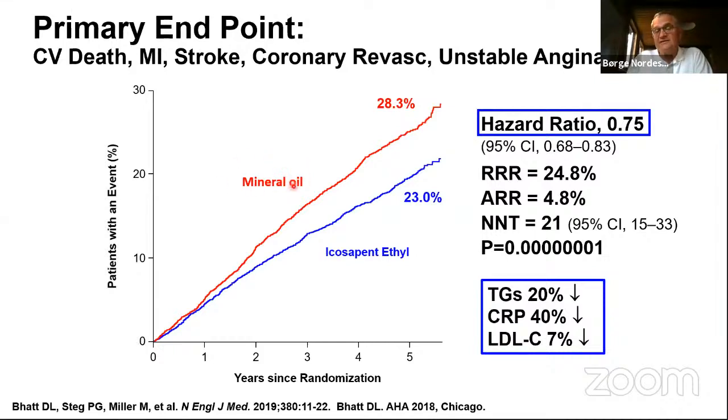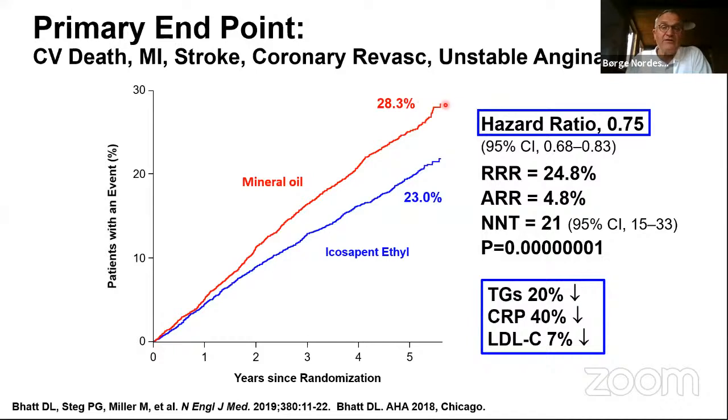And here, this is debated a lot because it's mineral oil. And could mineral oil have a deleterious effect, explaining some of the difference? But the results are extremely clear. Icosapent ethyl, 23% of patients had an event, and the untreated 28%.